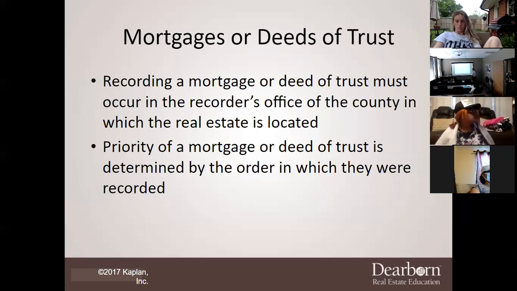Yeah, it's got to be in the county where the actual real estate is located, not where y'all signed the deed or whatever. It's got to be in that county. And the priority of a mortgage or deed of trust is determined by the order in which they were recorded. So basically, first come, first served. So if you're first, you got priority. Makes sense?